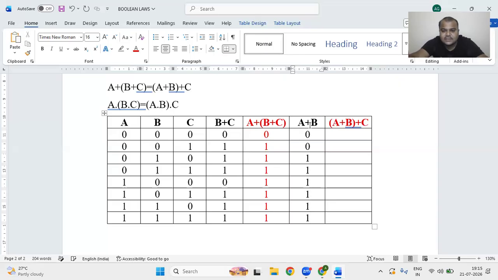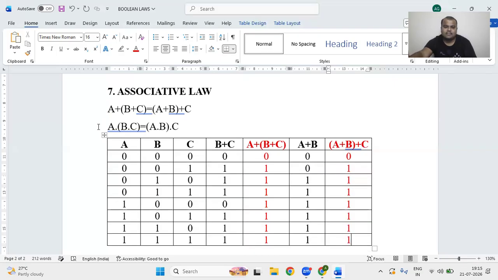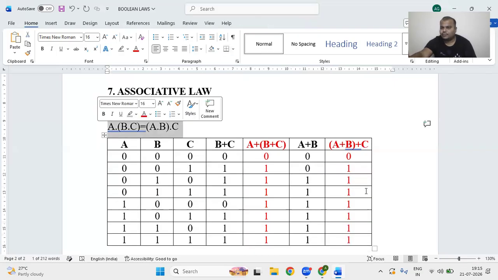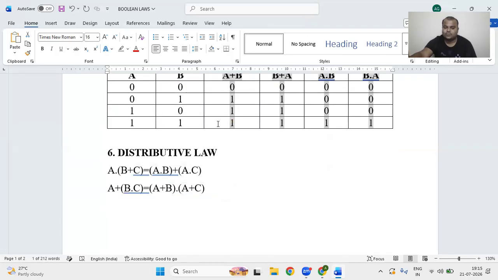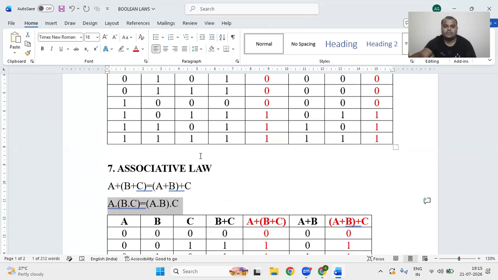Next, this value add with C, 0 plus 0, 0. In all other conditions, you will get 1, 1, 1, 1, 1, 1. You see, LHS is equal to RHS. So this is the associative law. The second property, you can do on your own. This is the distributive law and associative law based on the 3 inputs, and commutative law based on the 2 inputs. Now I can go to the other one, the absorption law.